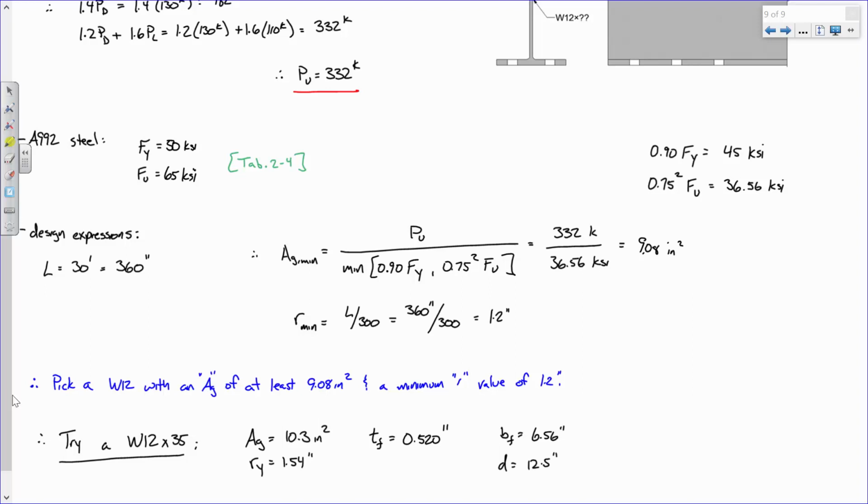So remember, the 35 is how heavy it is, pounds per foot. The W12 is about how deep it is. So it has a nominal depth of 12 inches. Its design depth is 12 and a half. If you look at all the W12s, they range a bit, but based off that rolling pattern it's about 12 and a half.